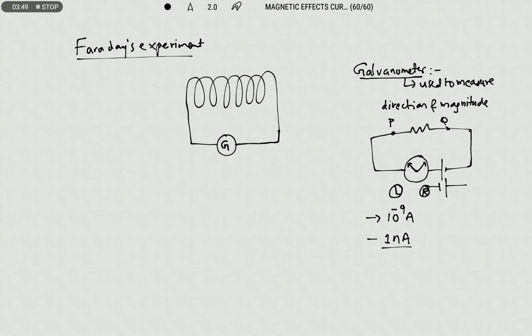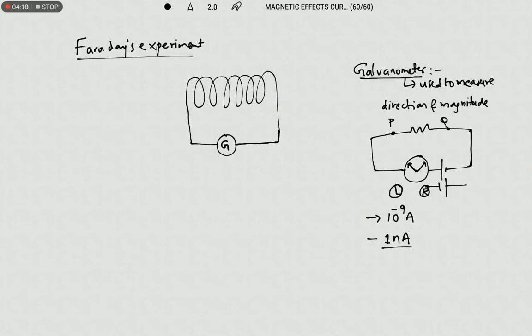To know the existence of the magnetic field around a current carrying conductor, we are using the compass. In the same way, due to a change in the magnetic field around a coil, the development or the production of the current in a coil can be identified with the help of the galvanometer.